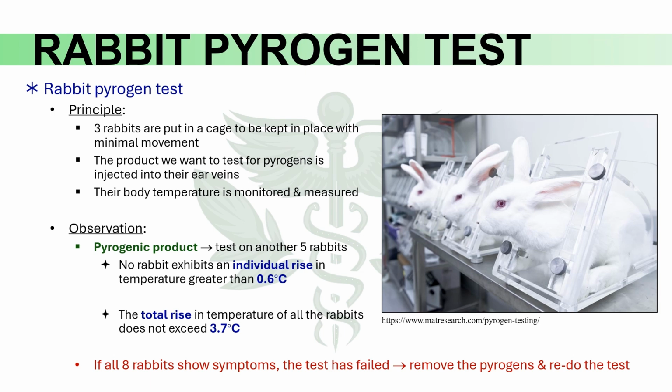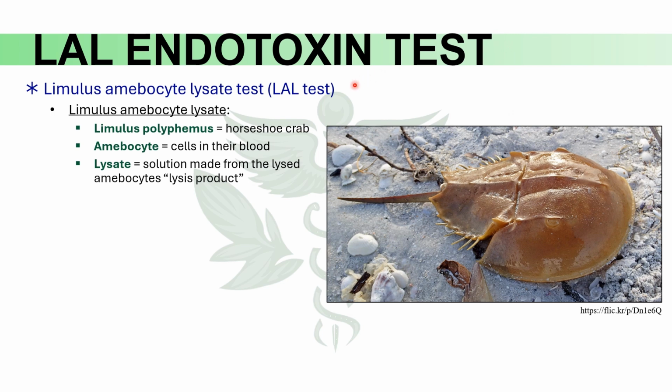It has already been largely replaced by the Limulus amebocyte lysate test, which is the next test we're going to talk about. The Limulus amebocyte lysate test, or LAL test for short, derives its name from the subject of the test, the horseshoe crab. Let's break up each word in this test so that we can better understand what we're dealing with. Limulus polyphemus is the Latin name of the horseshoe crab. Amebocyte refers to the cells in the blood of the horseshoe crab. And lysate is a solution made from the lysed amebocytes.